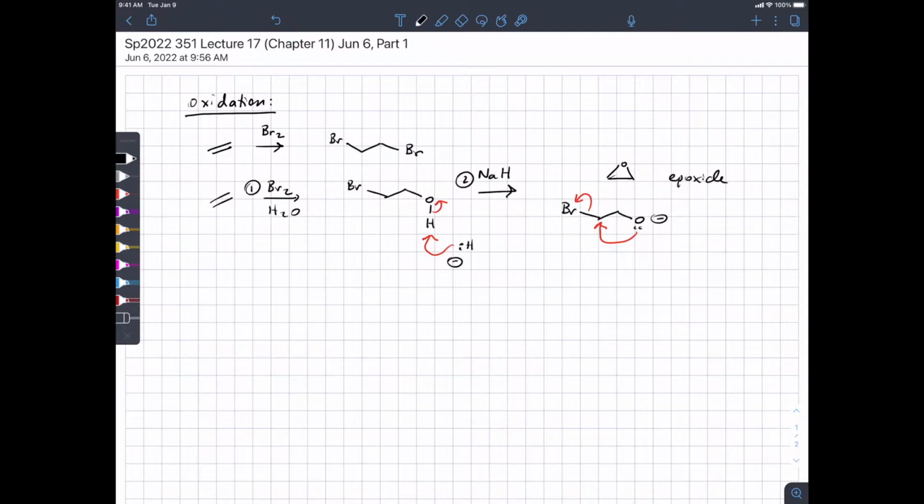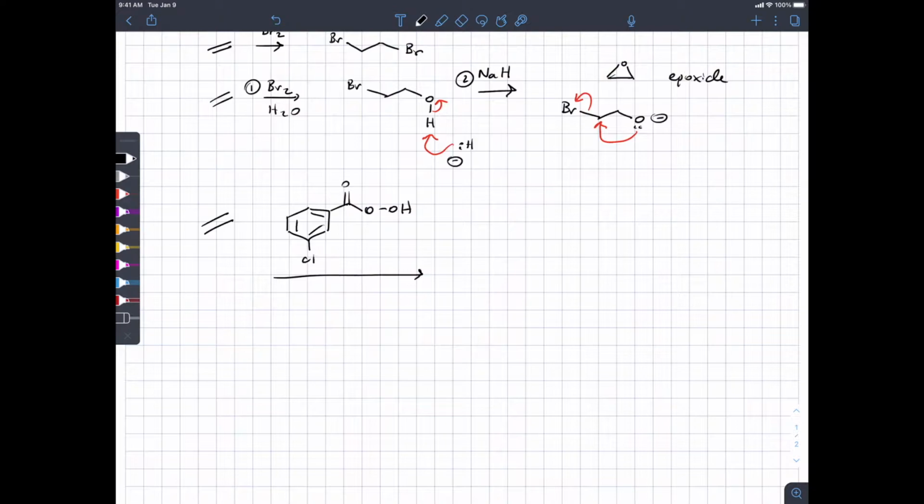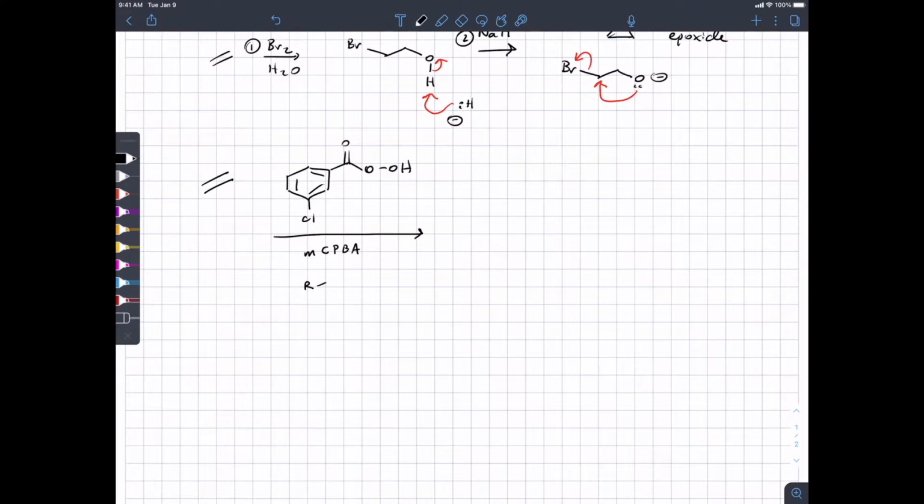Now, in chapter 11, however, there is a more direct way to make an epoxide, which I'll show you now, and it involves a reagent called metachloroperoxybenzoic acid. You don't need to memorize that structure. Its acronym is MCPBA. You can represent it as just an acid like this, but with the OH group already bonded to an oxygen. That's where the peroxy comes from, because there's an oxygen-oxygen bond.